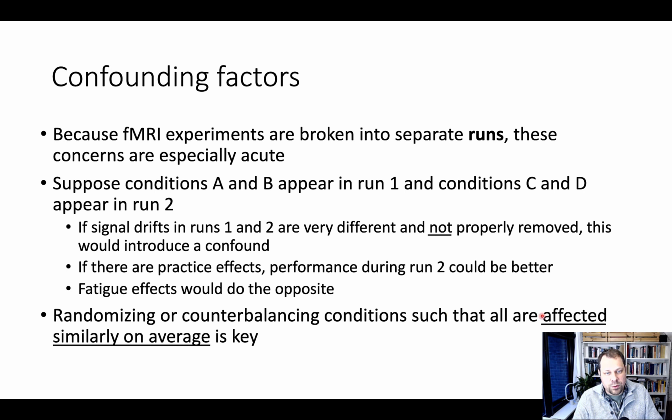So what we want to do is make sure that all 4 conditions appear in run 1. So we have A, B, C, and D. This might lead to a little bit of a longer run. And we want a run that involves only these 4 conditions presented once or just a couple of times. So we want to make sure that we randomize and counterbalance the order of these events within the scanner. So randomizing or counterbalancing conditions such that all are affected similarly on average is key here. And we shouldn't do this across 2 separate runs.